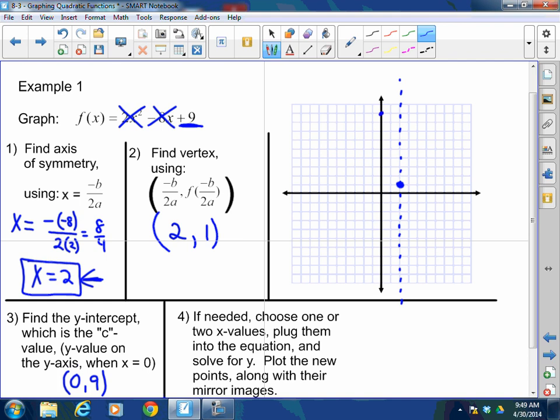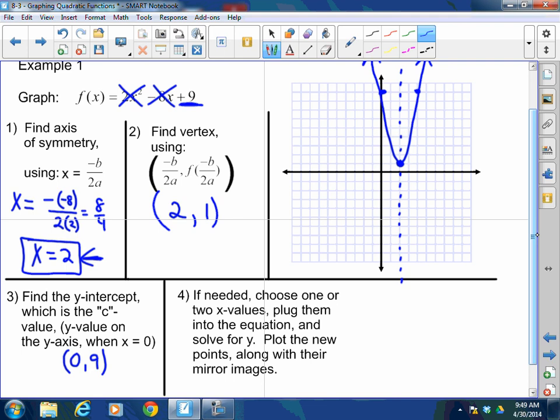That's right here. Now, remember how I told you about the axis of symmetry, how it's the mirror image, right? So what's the mirror image of this point? If that's 2 to the left, how do I find the mirror image? 2 to the right. Very good. And now, guess what, guys? You're done. You're graphed. You're done.